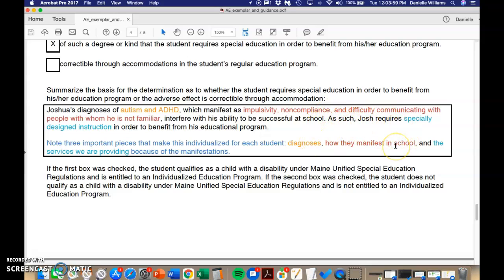The next part of this is, what are we going to do about it? What are the services? And sometimes in the case of intense accommodations, we might also include accommodations here. Or if the only service we're providing is consult, we might also want to kind of beef that up, include accommodations here. As such, he requires specially designed instruction. That's of course what we're going to say most of the time. But again, for a student on consult, we might say something like, as such, Josh requires consultation services along with classroom accommodations of preferential seating, extended time for tests, a written behavior plan, etc., in order to benefit from his educational program. Once you've done that, you're all set.